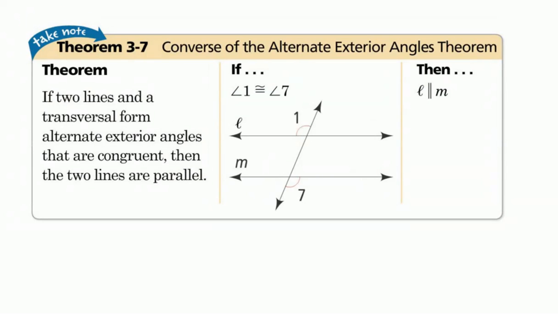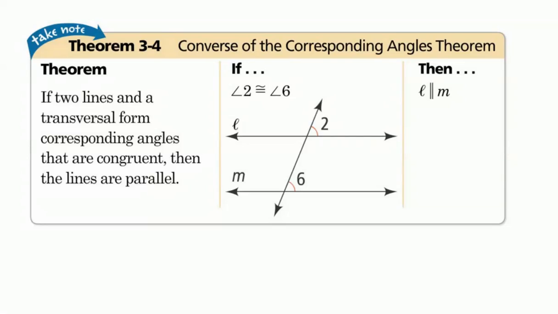Converse of alternate exterior angles. If angles 1 and 7 are equal, then you're proving that lines L and M are parallel. And same thing here. Converse of corresponding angles. If you could say that angles 2 and 6 are equal because they're corresponding, and if those angles are equal, then you're proving lines L and M are parallel.